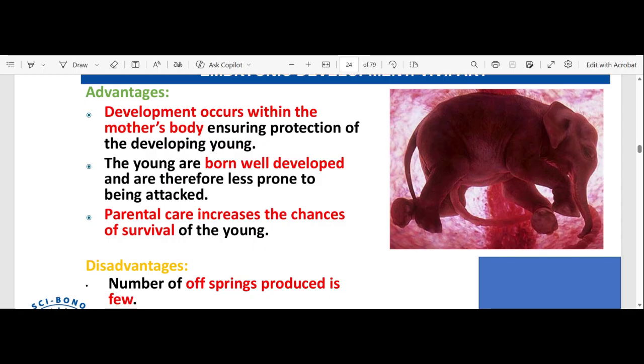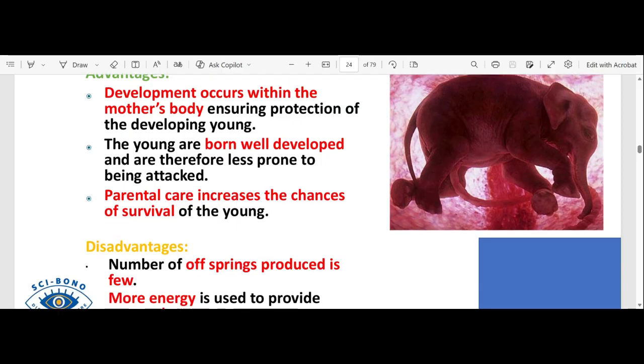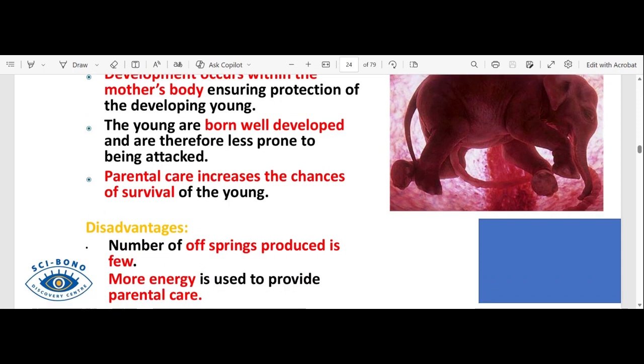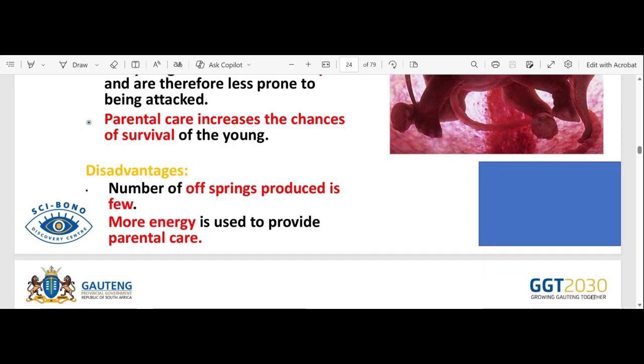Let's go to the last point. The last point says that parental care increases the chances of survival of the young, right? So the parental care is very high, before and after birth. Okay, let's look at the disadvantages.